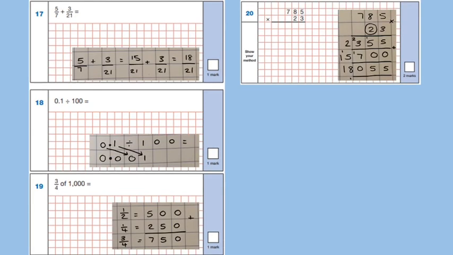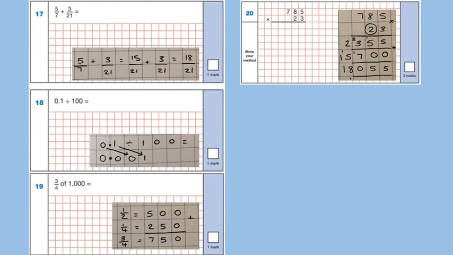To turn them over the same denominator, I would do 3 times 7, which is 21, so that they're both over that same number. So 3 lots of 7 is 21, 3 lots of 5 is 15, so my new fraction is 15 over 21. And 3 over 21 is already over that denominator, so I don't do anything to it. I then simply add together 15 and 3, which is 18, and then 21 stays the same. You don't add your denominators together.